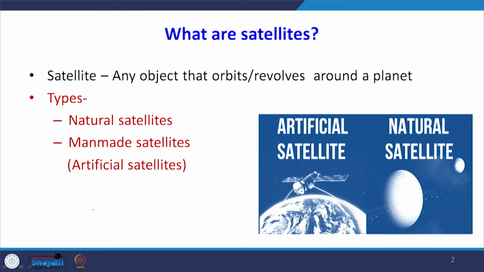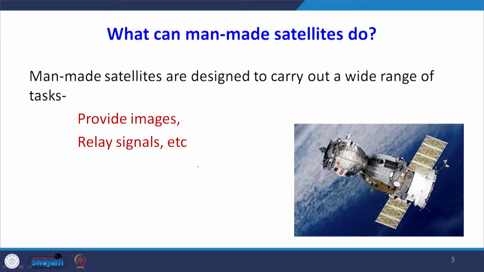Satellites are any object which revolves around a planet. That is a basic definition of the satellite. And we have two broad categories of satellites. As you can see, natural satellites are there, where we are talking about the various planets, and artificial satellites are there, where we are talking of the man-made satellites. So, we will talk in this lecture about those artificial, man-made satellites.